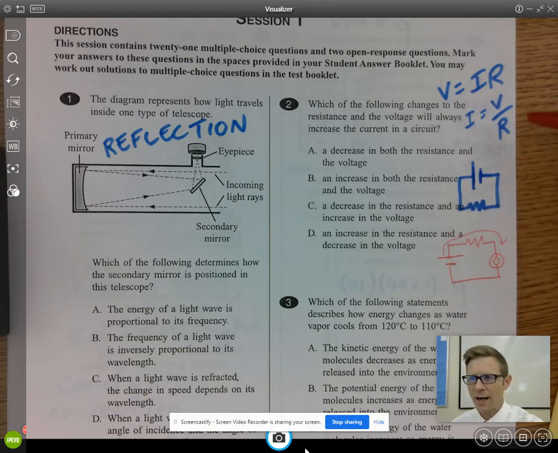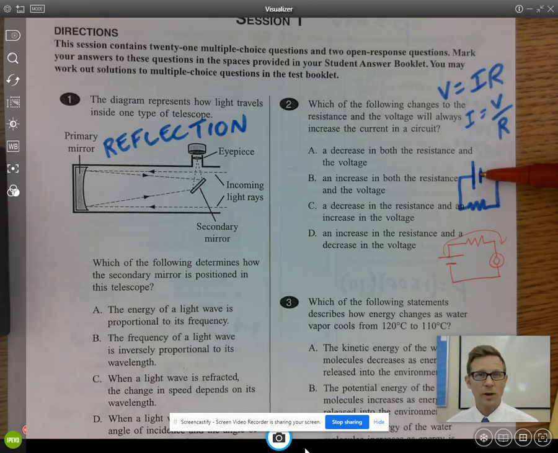I also want to have more voltage. If I have more voltage, I'll have more electrical current going through the circuit. That makes sense. So the answer to number two is C, because that's the one that says a decrease in the resistance, which by itself would increase the current, and also an increase in the voltage.